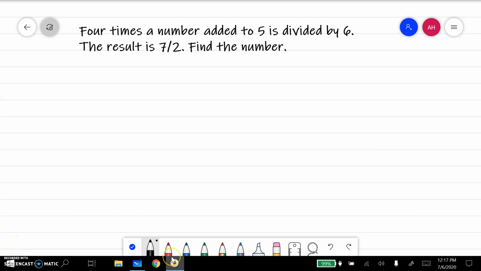Okay, we have this word problem. 4 times a number added to 5 is divided by 6. The result is 7 halves. Find the number. So when I have these word problems, I just go one phrase at a time.